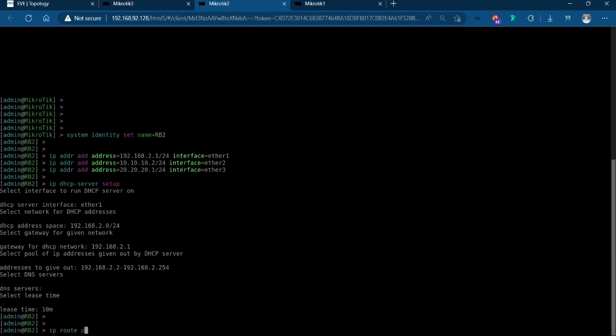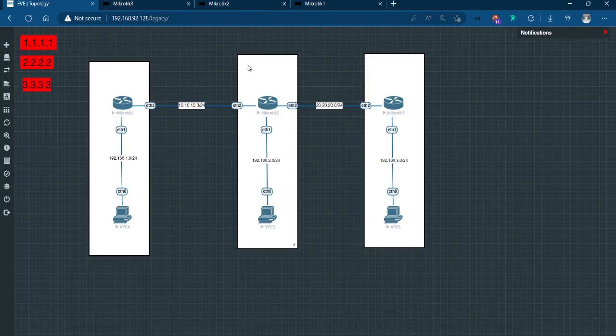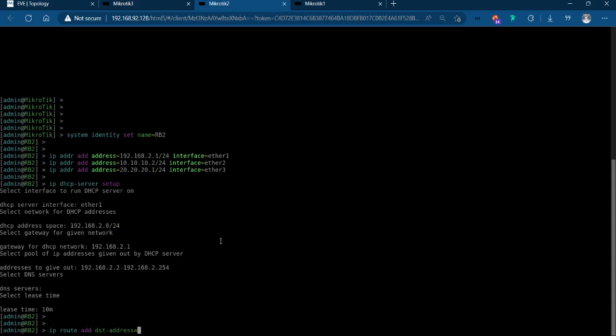For the IP route destination address, because this router is directly connected to Mikrotik number 1 and Mikrotik number 3, we don't have to route the gateway. What we have to do is connect VPC number 4 to VPC number 6. The destination address is number one first, and for the gateway we use the left gateway, which is like 10.10.10.1.